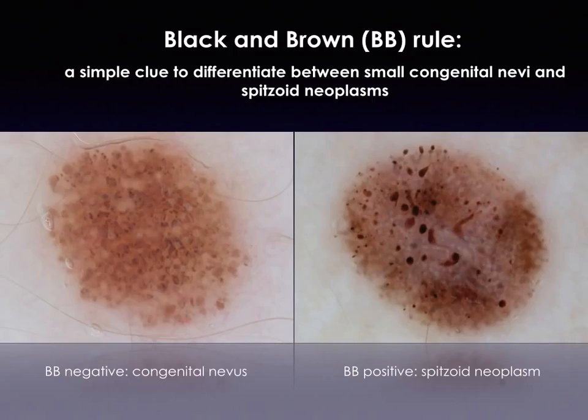So to summarize, the black and brown rule, or BB rule, is a simple clue to differentiate between small congenital nevi and schizoid neoplasms showing a globular pattern, whereby congenital nevi are BB negative, whereas schizoid neoplasms are BB positive.